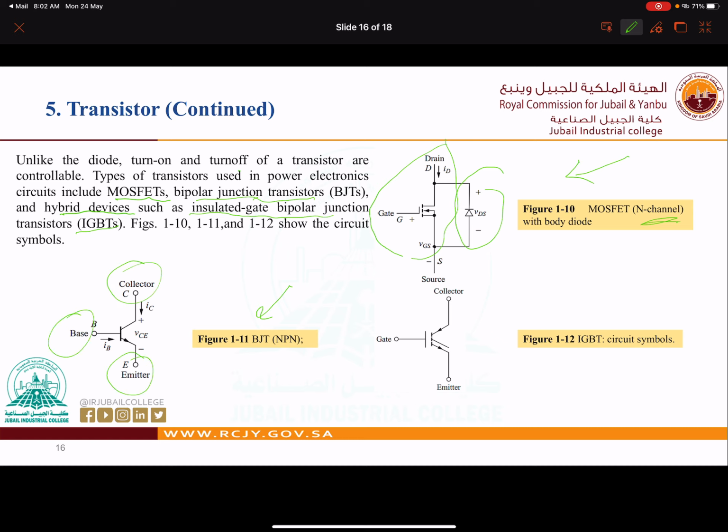So either it is fully open or fully closed. It is not like the thyristor, where we can control the firing angle, starting from 0 to 20, 30, 40, 90 degrees. Here either it is fully open or fully closed. And this is the IGBT symbol. It is basically the combination of MOSFET and BJT.